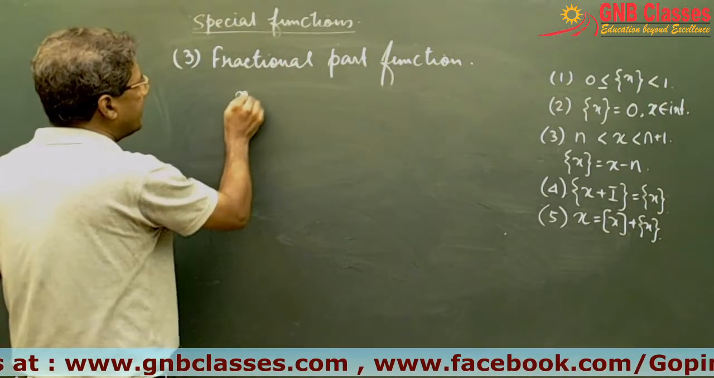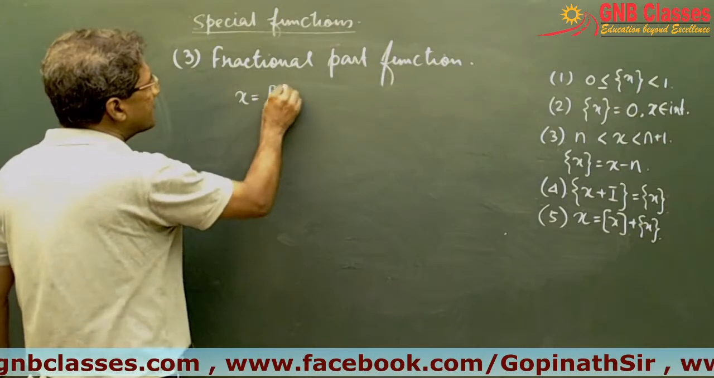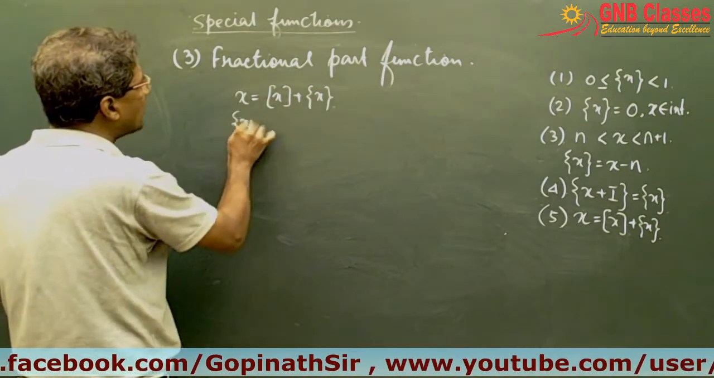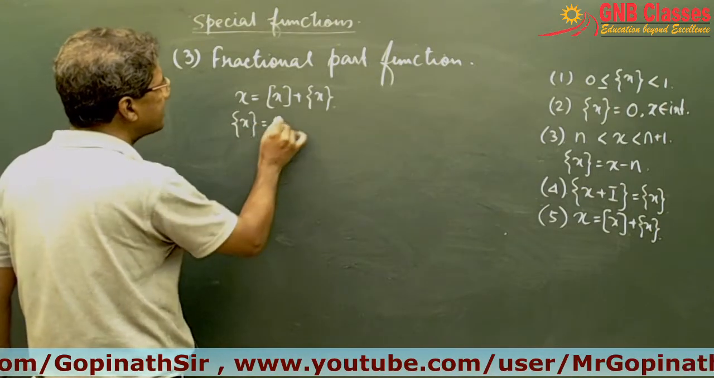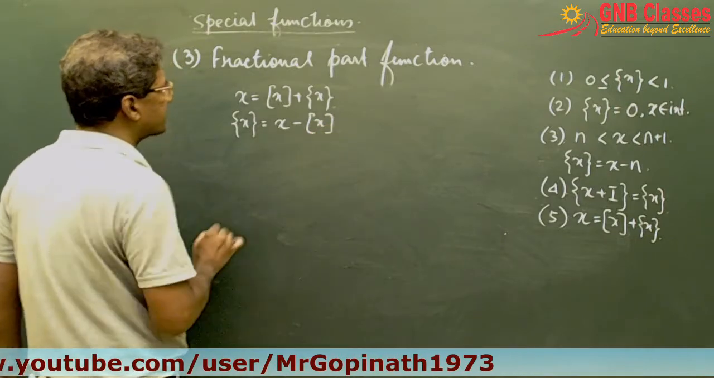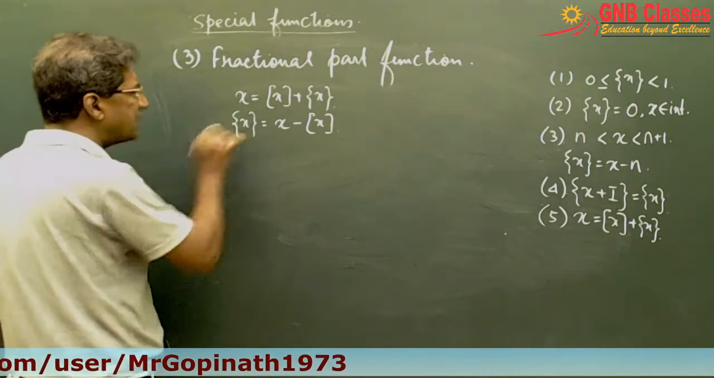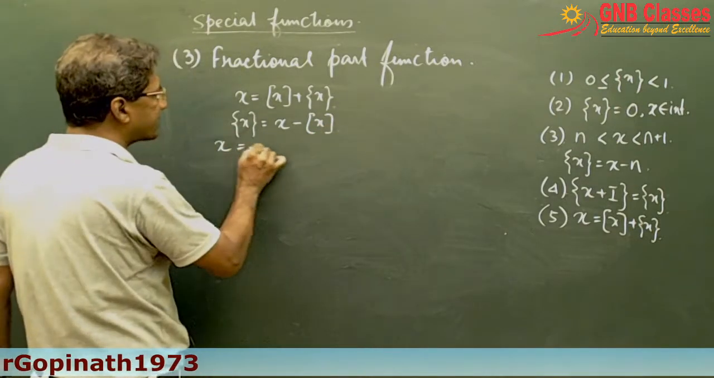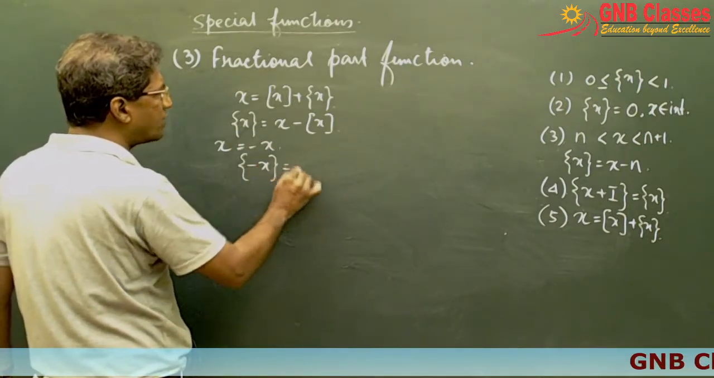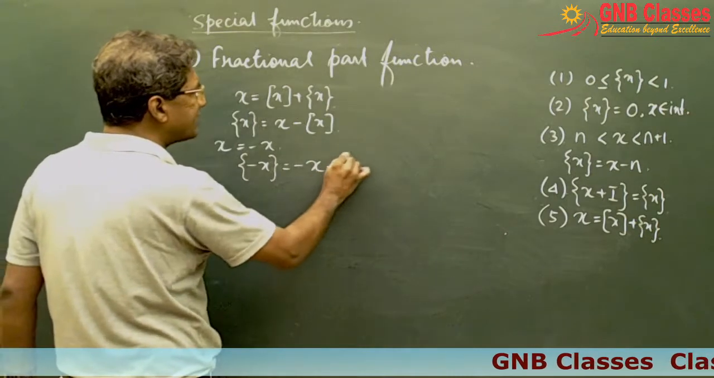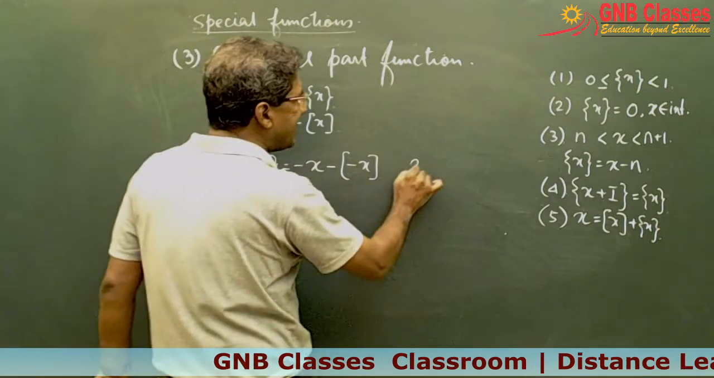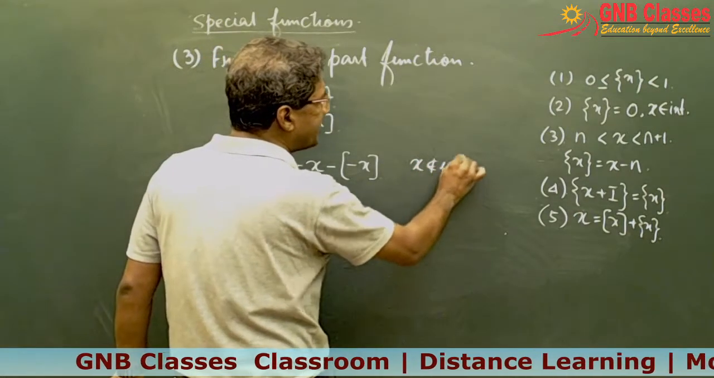Now, think x is box x plus fractional part of x. So fractional part of x can be written as x minus box x. Now let me just replace x by minus x. So what we are getting? Fractional part of minus x will give you what? Minus x minus box of minus x. Is it clear? Here x does not belong to an integer.